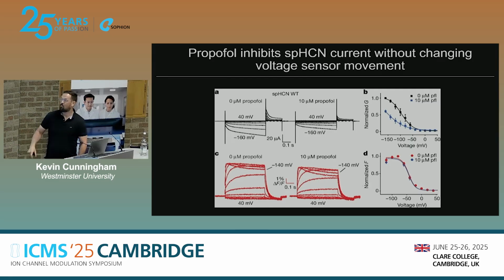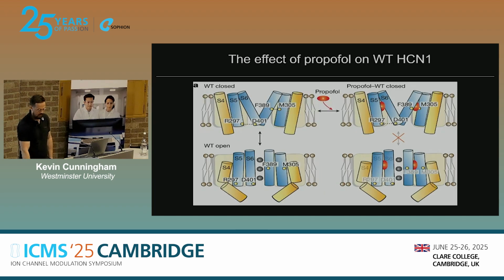And then we looked at what Propofol is doing to the wild-type channel in the sea urchin on its own. And with that inhibited current, we still get S4 moving exactly the same. So it's not interacting with that S4 movement. It's the linkage between the voltage sensor and the pore. So we come up with this model that Propofol acts and binds within the closed state. So when the wild-type channel is closed, Propofol binds into that S5, S6 groove, and it enhances that coupling between the S4 and the S5 to prevent the channel from opening.